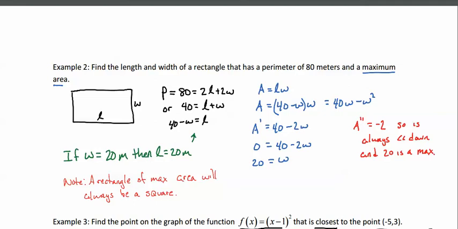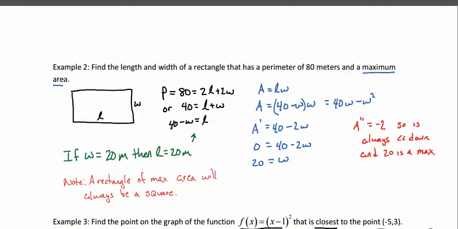Now I find the derivative. The derivative is 40 minus 2W. When I set it equal to 0, I find that W equals 20. If W equals 20, then from my formula, the length equals 20 as well. And I can check this. I can make sure this is a maximum.